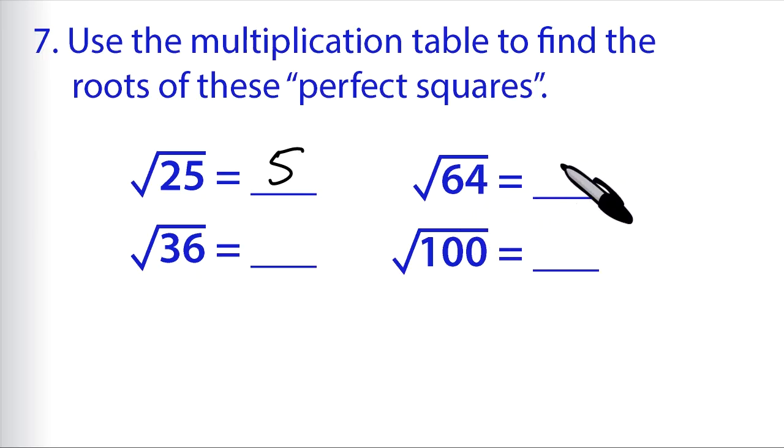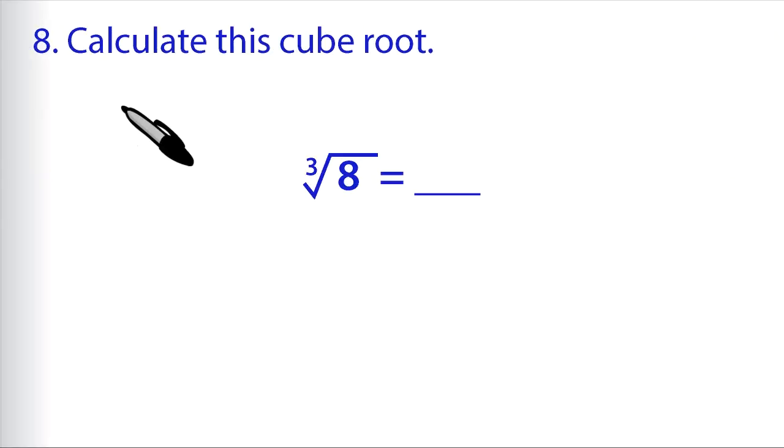And 8 times 8 is 64, so 8 is the square root of 64. Now the square root of 36, and 6 times 6 is 36, so the square root of 36 is 6. And now the square root of 100, and 10 times 10 is 100, so the square root of 100 is 10.